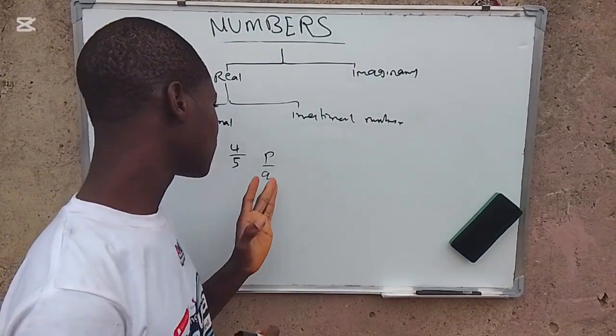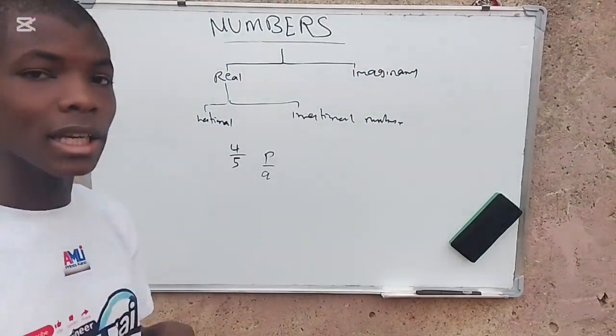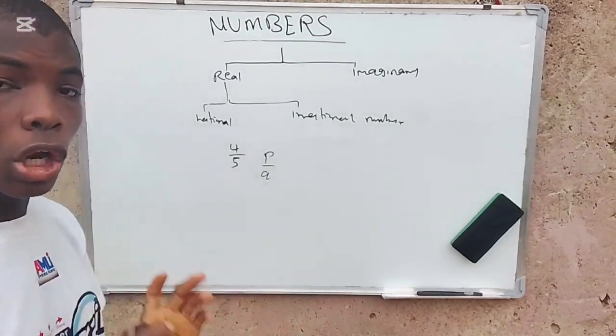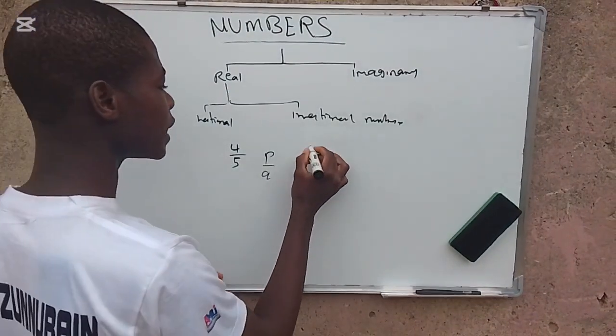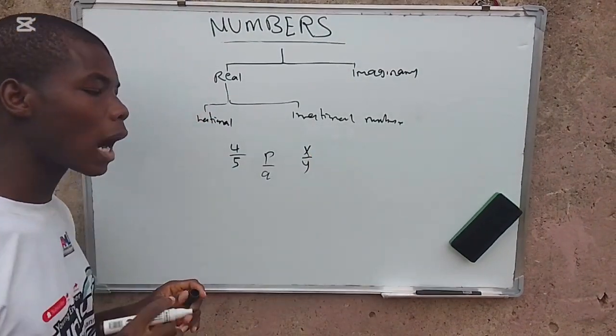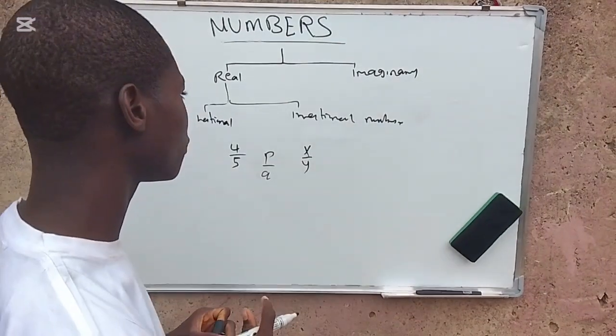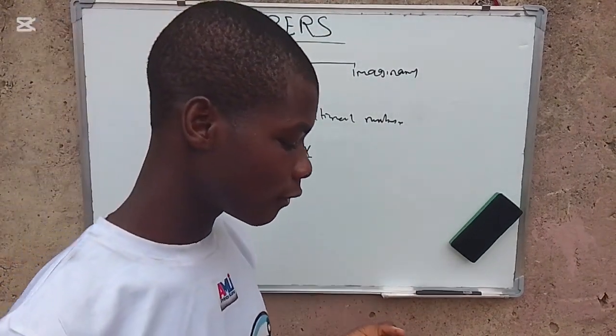any number that can be written as a division of one number by another number. For instance, I can say x over y, they are also called rational numbers. But what are irrational numbers?